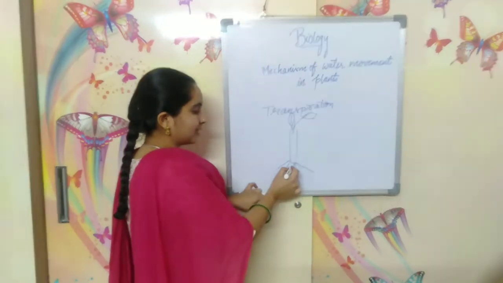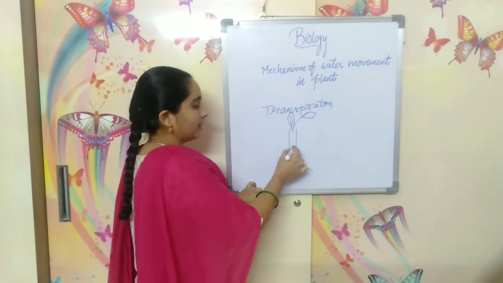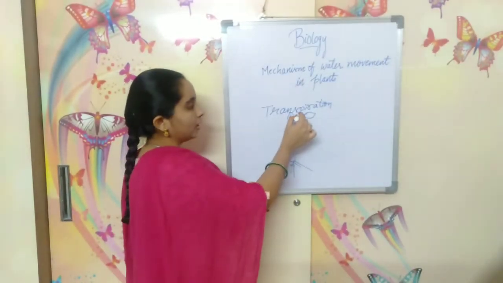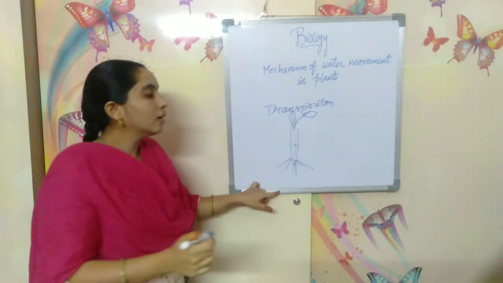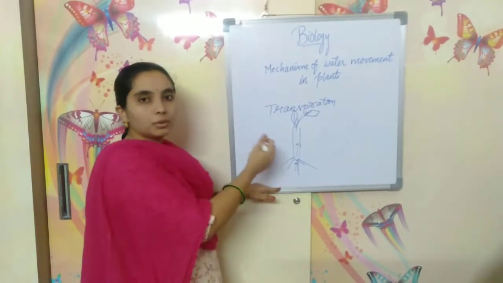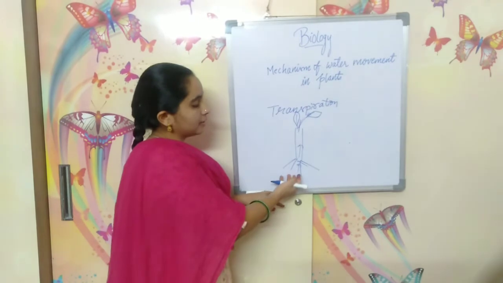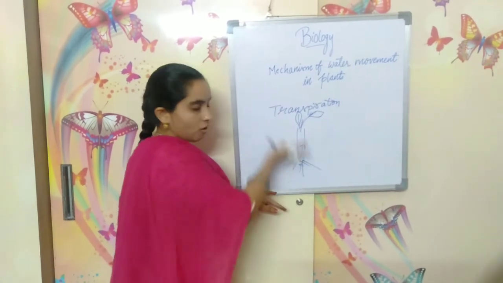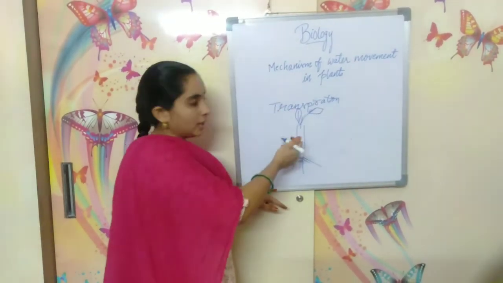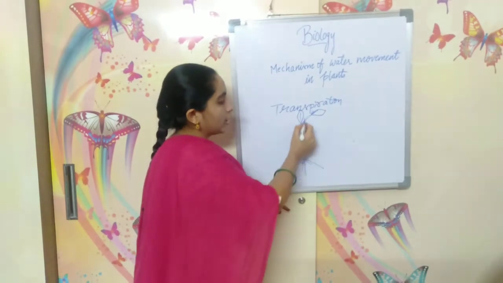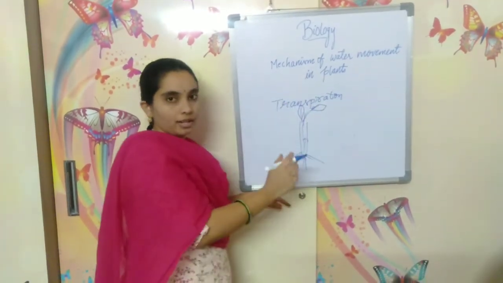Okay, so the roots take the water and they transport it to the top of the tree. This occurs due to root pressure. We call it root pressure, which is pushing the water to the top of the tree. Now the water reaches the top of the tree.